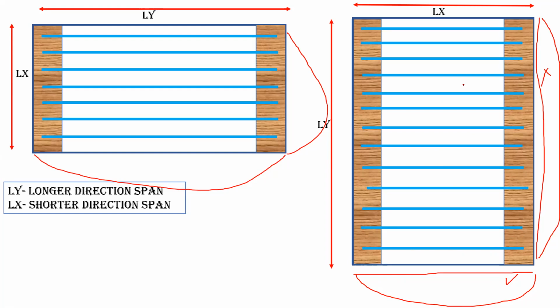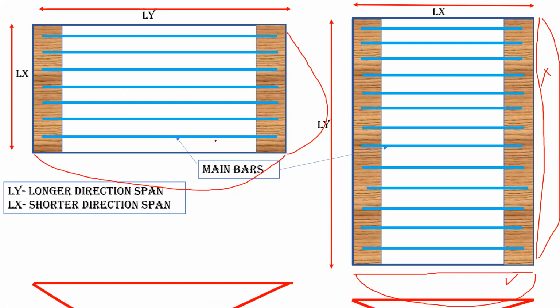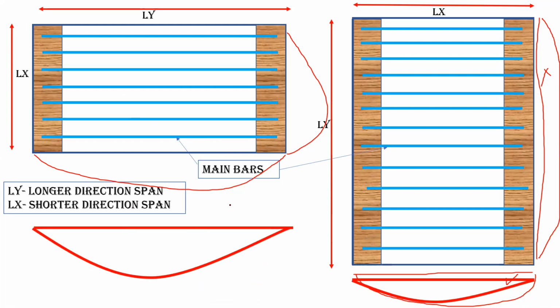Now the important thing is that here the bending is in the Lx direction, where Lx is my shorter direction span, whereas earlier the bending was in the Ly direction, where Ly is my longer direction span. As we already discussed, if it is a one-way slab resting on two supports, the bending can be in the shorter direction or in the longer direction. It depends on which way the slab is supported. So these are the main bars that I explained now. The blue ones are all the main bars.